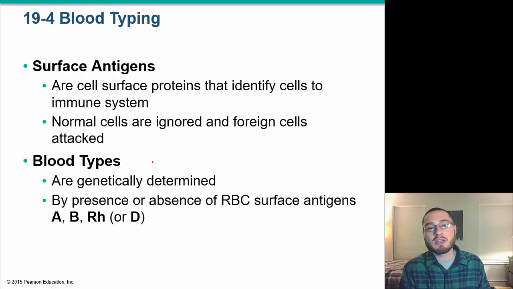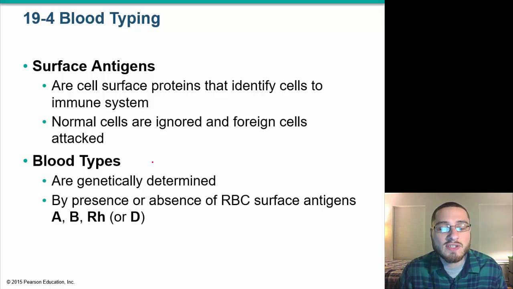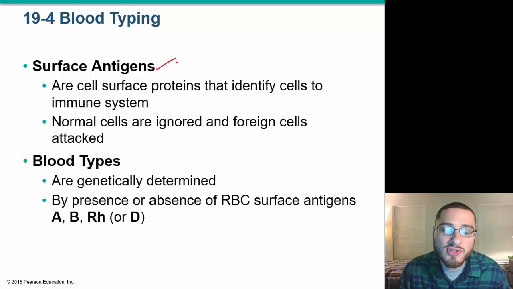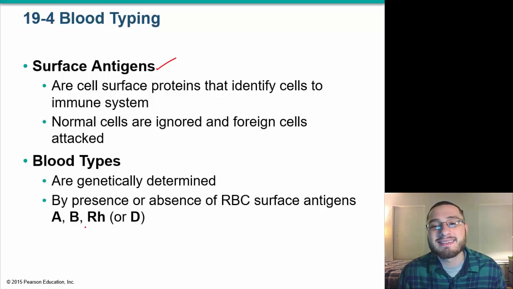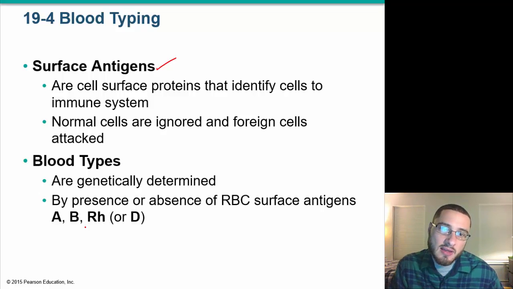When we talk about blood typing, okay, anytime someone's in an accident, they are going to have to get blood transfused into them, and we need to know what blood type an individual is so that there are not any complications with this. So blood has these surface antigens, which are kind of like red flags. They're like markers saying, hey, this is part of the body. The body knows that this is part of it, and they're surface proteins that identify cells to the immune system. And normal cells are ignored, and foreign cells are going to be attacked. So we want our body to know, hey, this is not foreign.